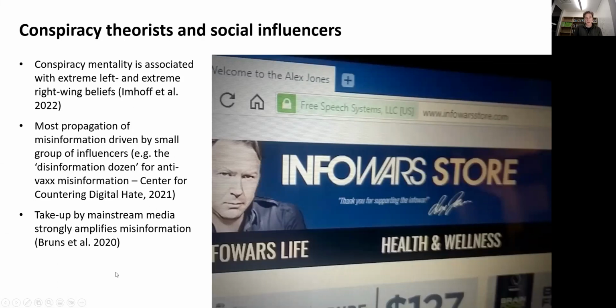So amongst conspiracy theorists, conspiracy mentality, or the participation in conspiracy groups online, and belief in conspiracy narratives is associated with these extremes, so with the poles. So again, it's a phenomenon of polarization. And that occurs on both the extreme left and extreme right. And one of the things that we saw in the COVID-19 pandemic, for example, was groups that you would think were not politically or ideologically aligned started to come together over a mutual belief in particular conspiracies.